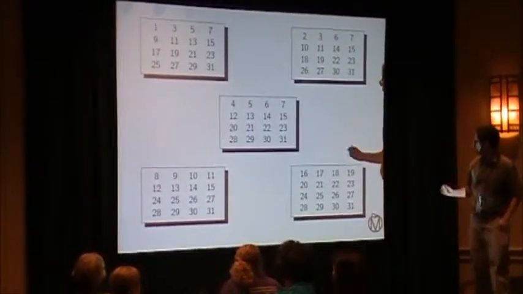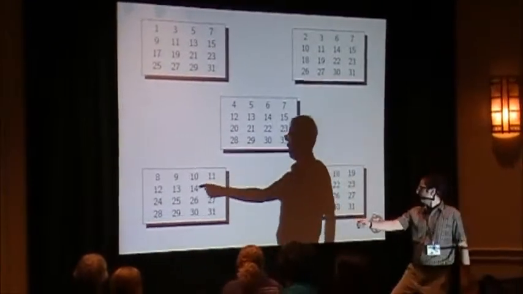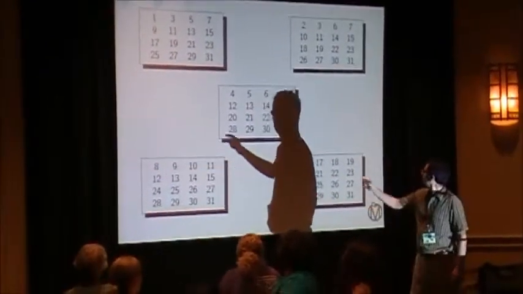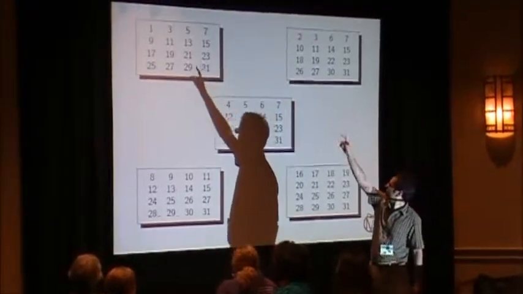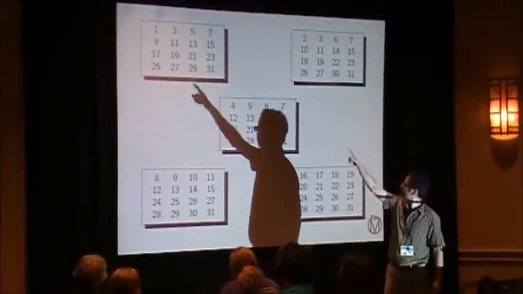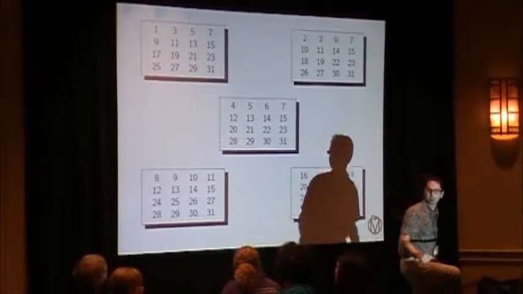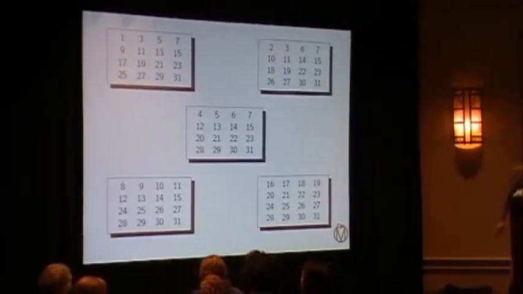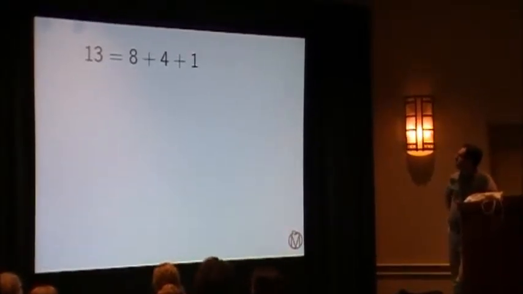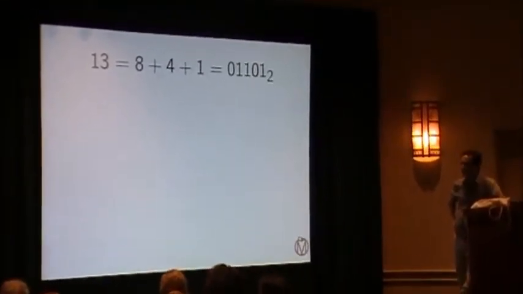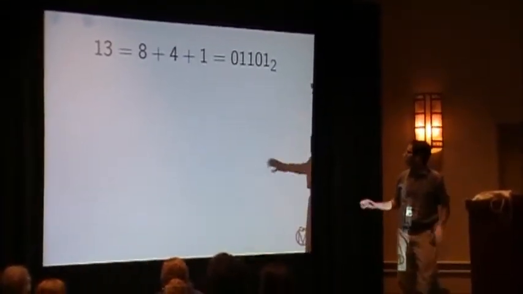13. That's right. Because you see, 13 is over there, so I'll take 8. 13's here, now I'll take 4. And 13's there, I'll add 1. So 8 plus 4 plus 1 gives 13. So it's 8 plus 4 plus 1. And that's actually a binary number.